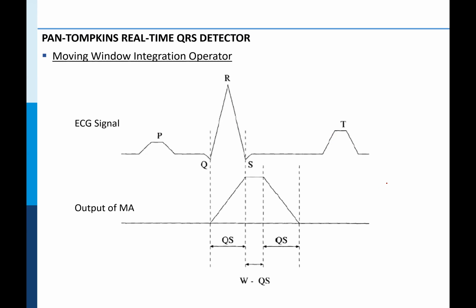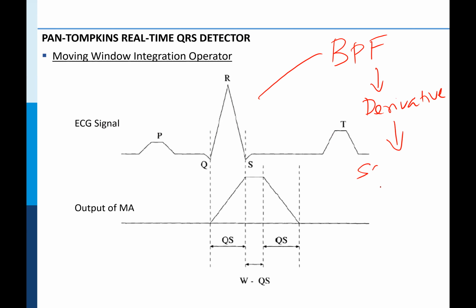So this would be the output of a moving average filter. If the ECG signal is going through the Pan-Tompkins stages, it goes through a bandpass filter to start with, then the next stage is a derivative filter, then it goes through a squaring operation, and after the squaring operation, you do a moving average operation. And this waveform would be the output of the moving average operation.